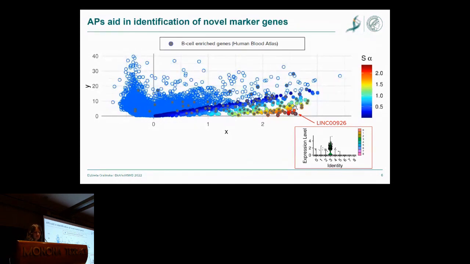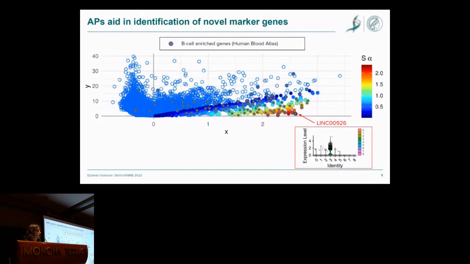For example, to give you an example how this looks like, here I highlighted one gene with the highest S-alpha score. This is a lincRNA. This gene hasn't been annotated yet as B cell enriched, and we can see a strong overexpression signal. This gene hasn't been well characterized yet.